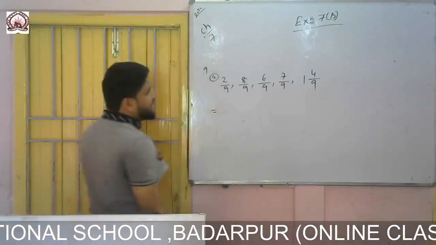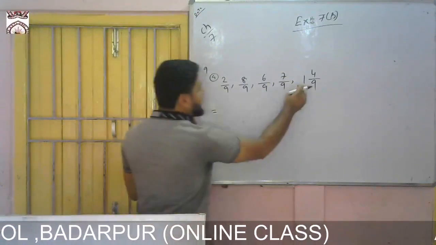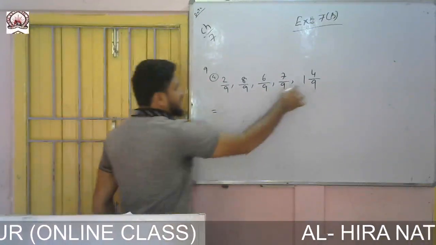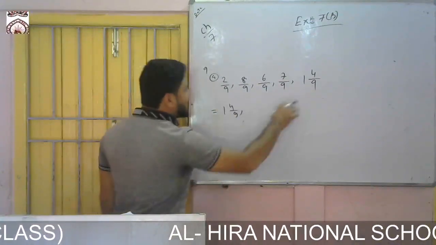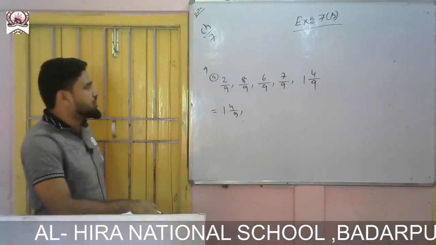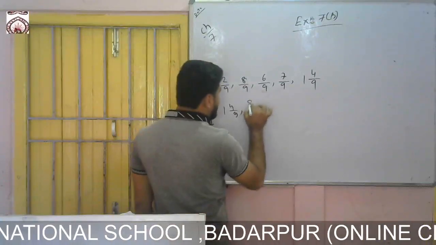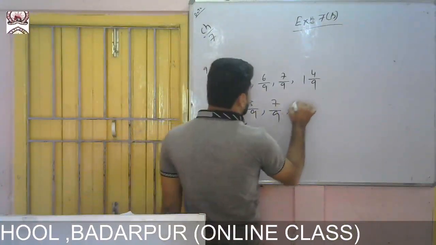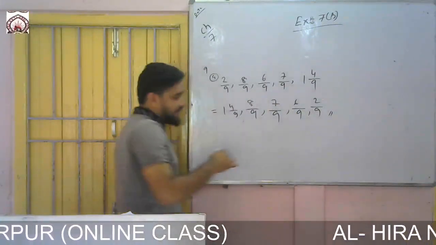Obviously there are no natural numbers, all are fractions, and this one has one natural number, that is the integral part. So this one will be first and biggest: 1 4 by 9. Then since all the denominators are the same, the fraction with the highest numerator is the greater one. So here it will be 8 by 9, 7 by 9, 6 by 9, 2 by 9. So this is the answer.